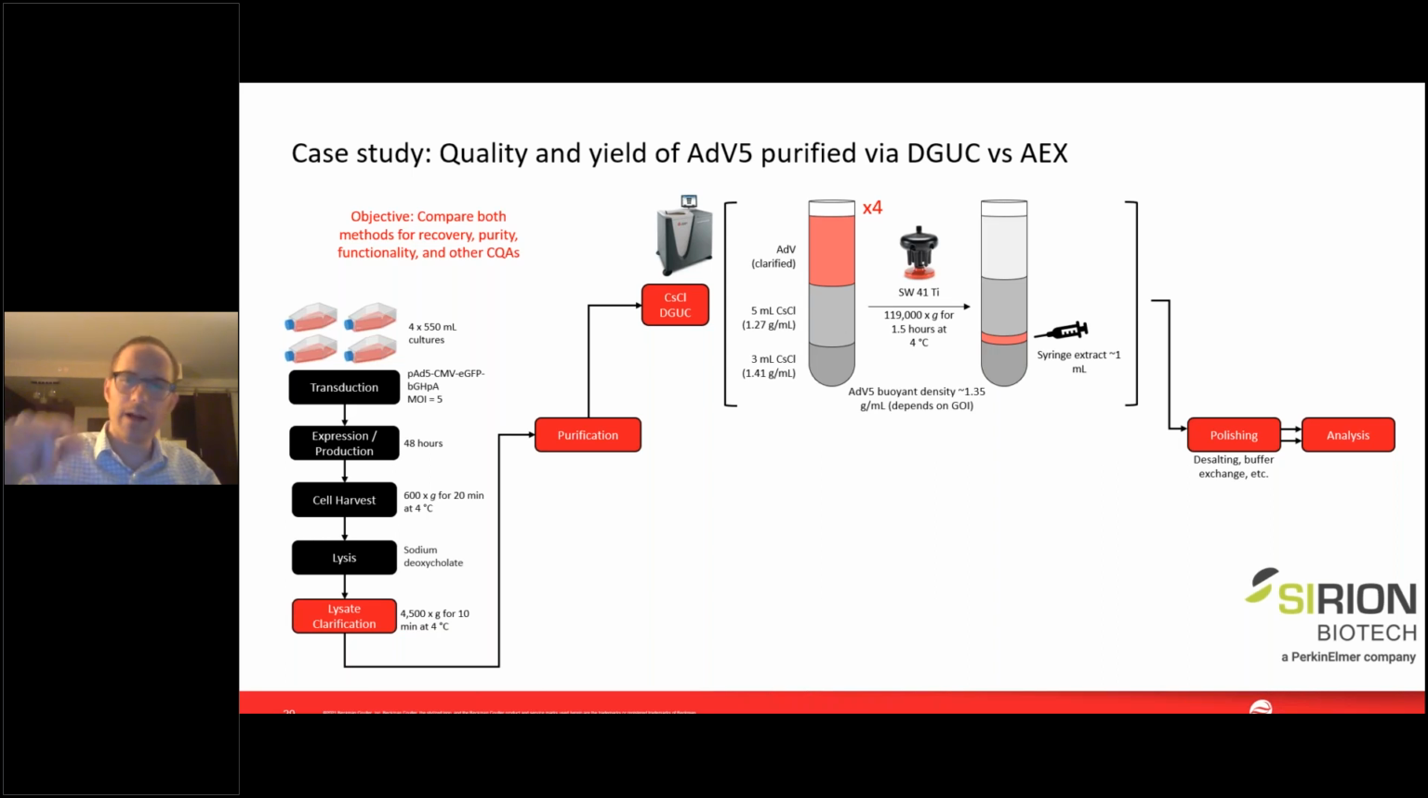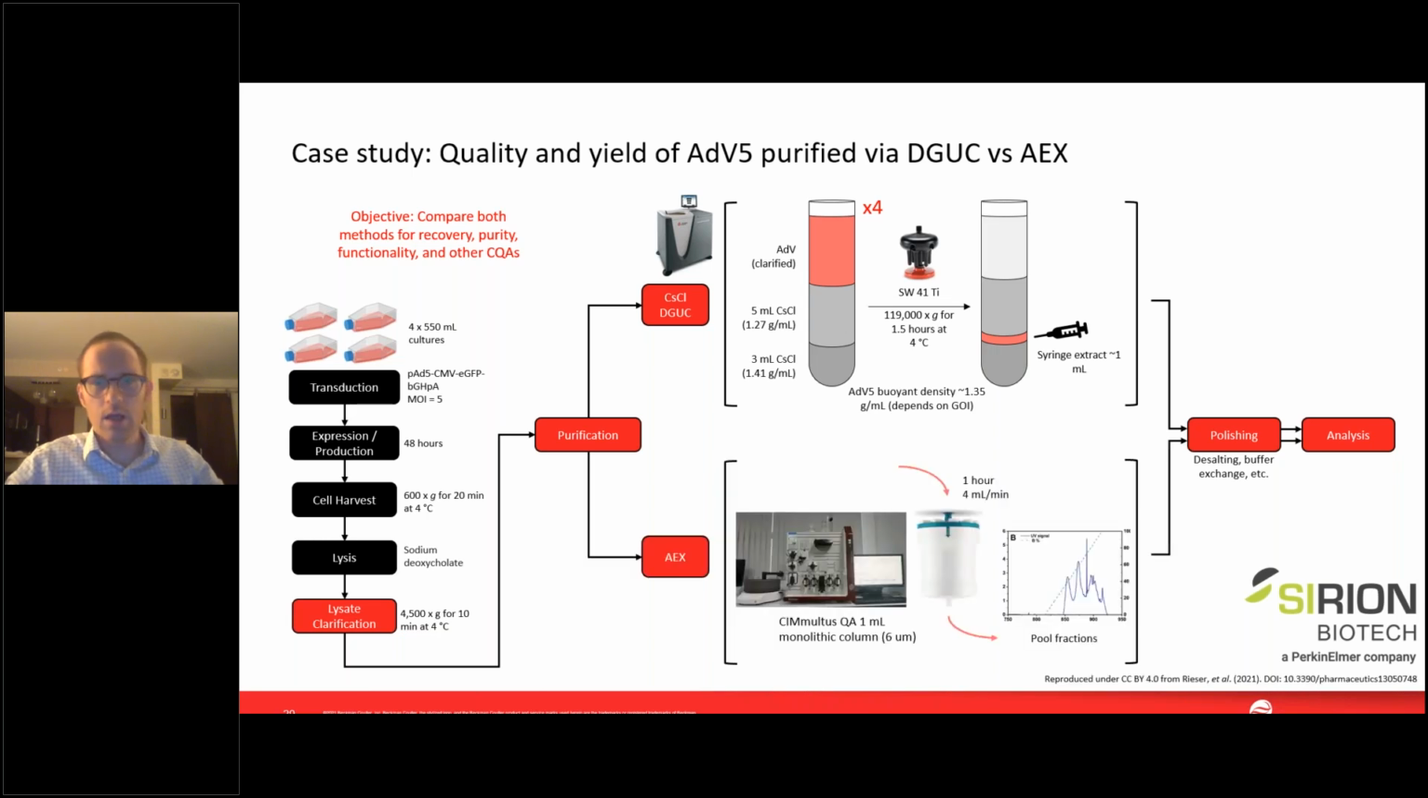Okay. I will point out too, the adenovirus that we were working with, this will depend a little bit on your gene of interest, but our density was 1.35, which my understanding is quite common. Okay. This is the AEX workflow, right? We had a flow rate of 4 mils per minute, ran it for an hour, and then we pooled the fractions.